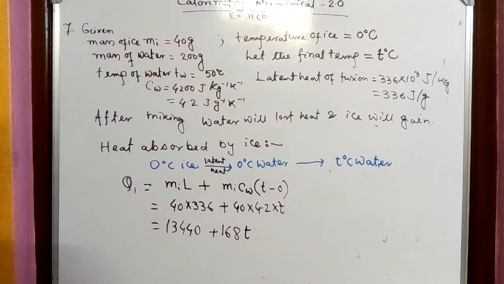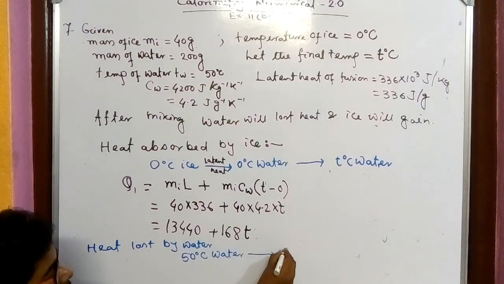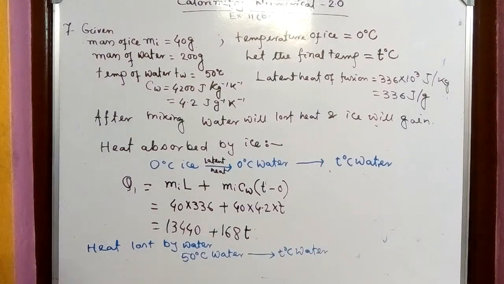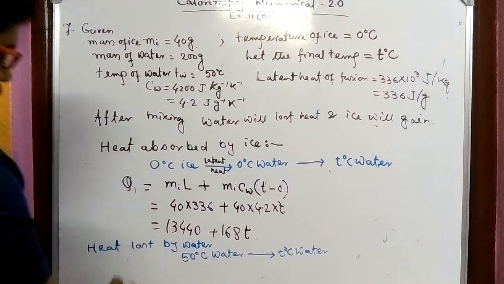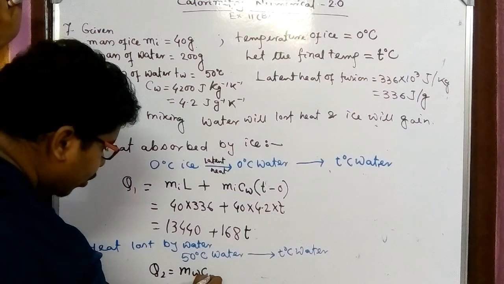Now we'll go for heat lost by water. So we have to write here heat lost by water. So here also we have to mention the flow chart. So the initial temperature of the water is 50 degrees centigrade, and from here it goes to the final temperature, that is T degree centigrade of water. Here you see no state changes occurred, no conversion, nothing has been done, only the temperature is changed. So here we have to take the heat energy Q2, it is equal to mW Cw into del T.